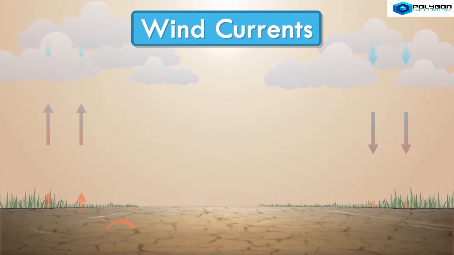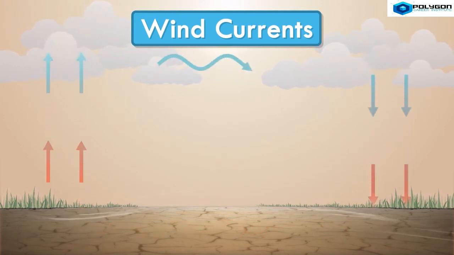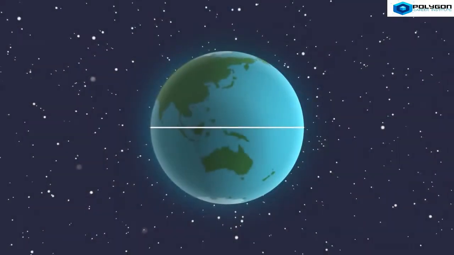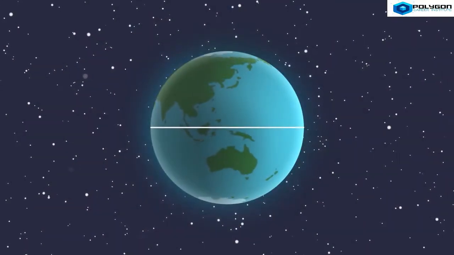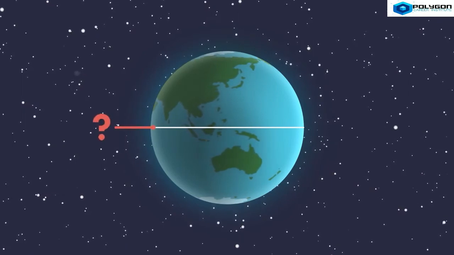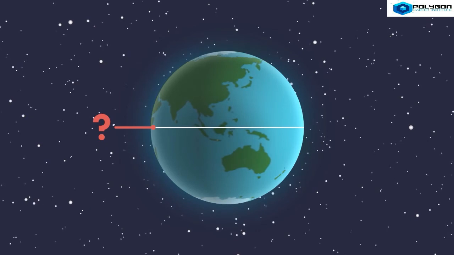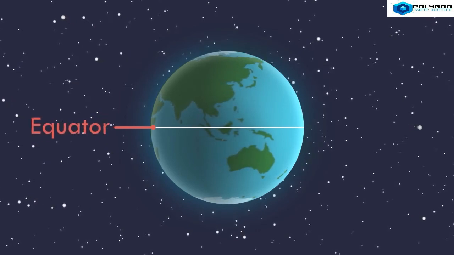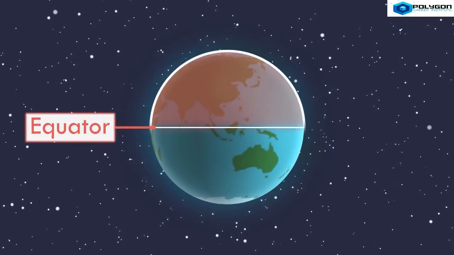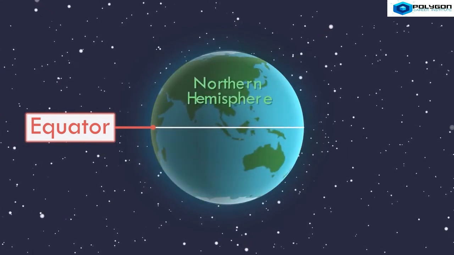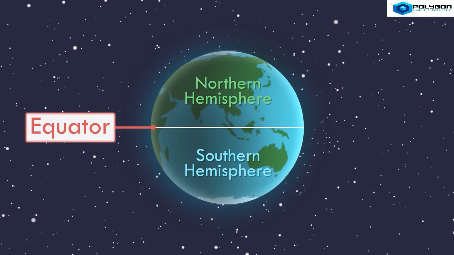Let us understand how exactly wind currents move on the surface of our planet. For this, let's visualize the globe first. This is how it looks, right? And can you tell me why this imaginary line is drawn here at the center? Yes, that's the equator. It tells us that this part is the top half of the planet and this one is the lower half. The northern and the southern hemisphere respectively.